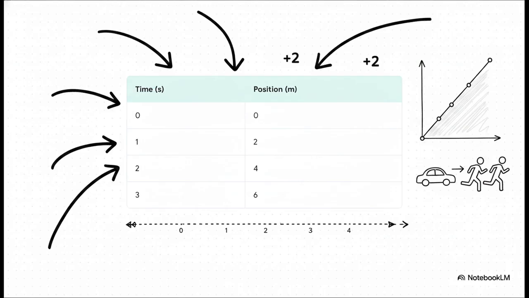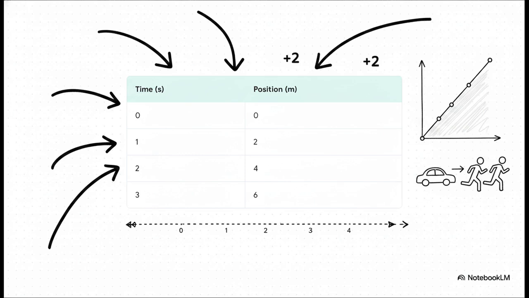So if we track a moving object over time, a really clear pattern emerges. Looking at our data here, at 0 seconds, the position is 0 meters. At 1 second, it's 2 meters. At 2 seconds, it's 4 meters. And at 3 seconds, the position is 6 meters. Do you notice how the position predictably increases by the exact same amount, 2 meters, every single second?